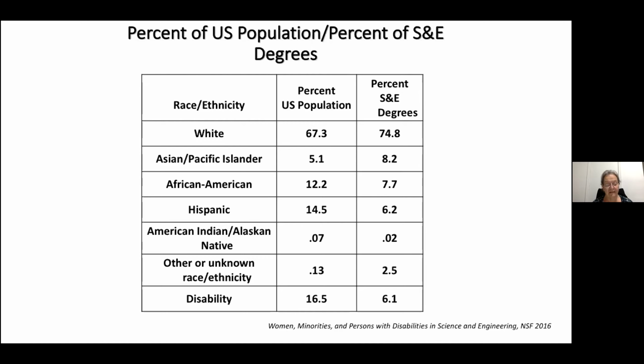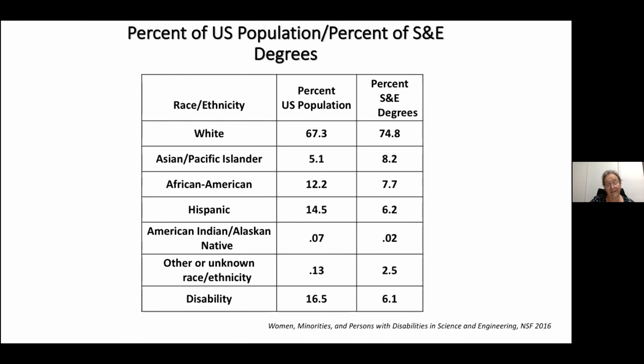American Indian and Alaskan Native are not quite 1% of the population, and they're not quite nothing in terms of STEM degrees. Unknown, people who don't want to declare, again, that number is higher, and we have to just wonder who those people are, if they're not African American, Hispanic, or American Indian, and then people with disabilities as well.